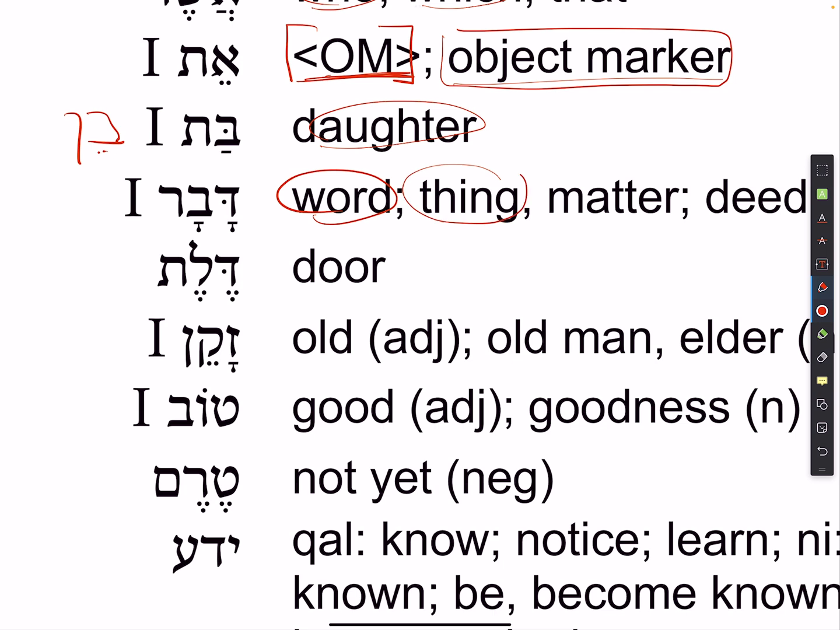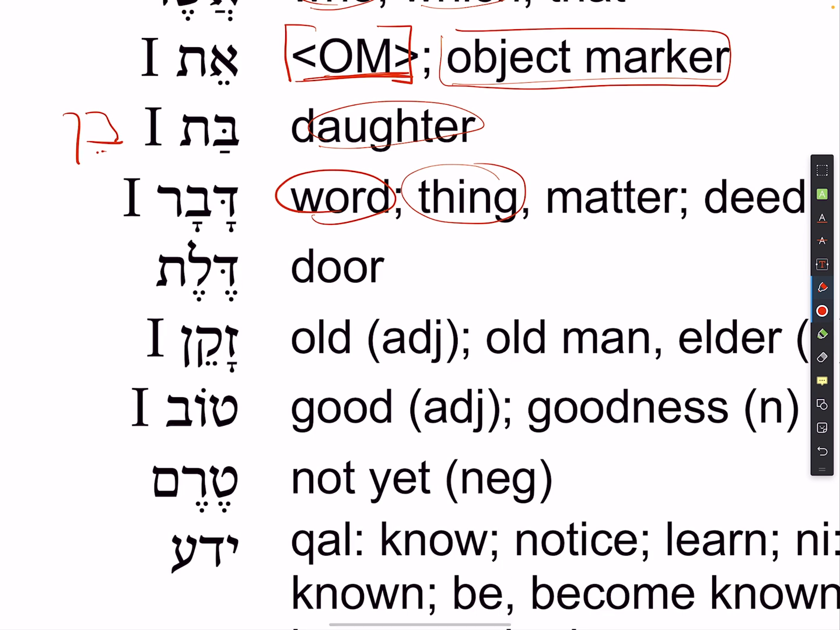Davar is word. Davar can refer to a thing, a matter. It depends on the verb that's being used. If the verb being used is a word of speaking, to say a word, or hearing, to hear a word, then the meaning word is triggered. If it's not a word of hearing or saying, then the word thing is being used. So, for example, to do a thing.